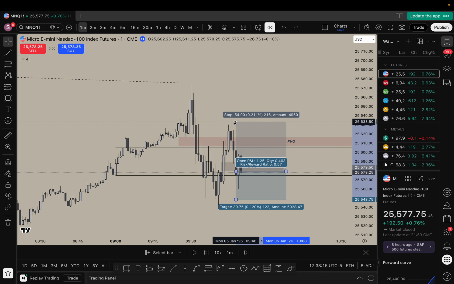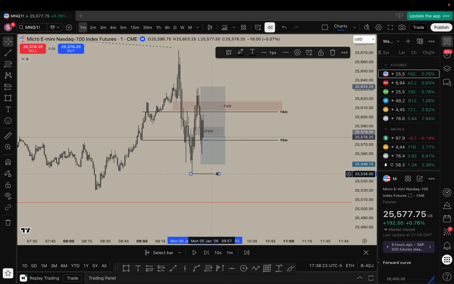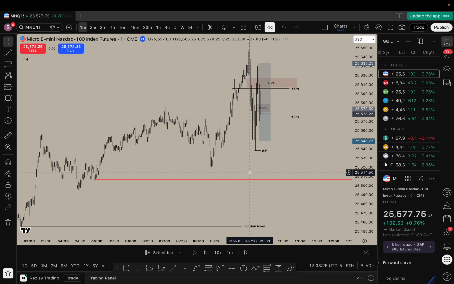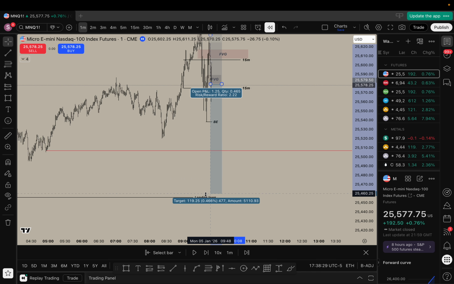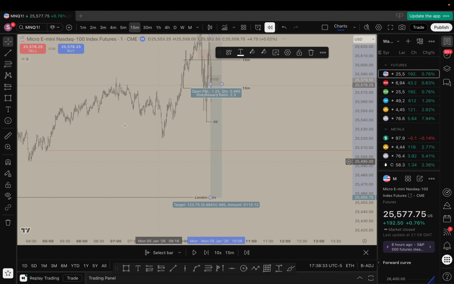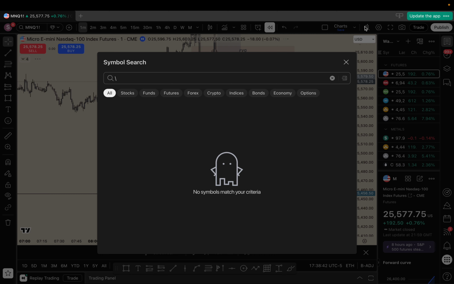All right, stop was over here. And my break even was this internal low. And my target was, obviously I was going to hold it all the way to London lows like a runner, but my first target, TP1, was going to be the intermediate low over here, right? So let me play it out for you guys.